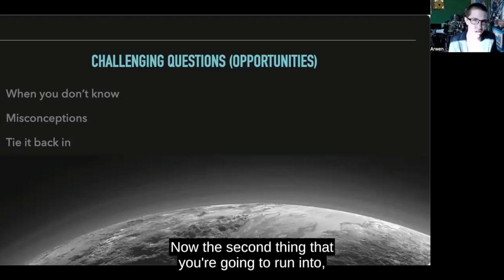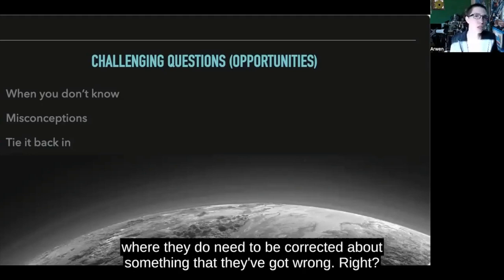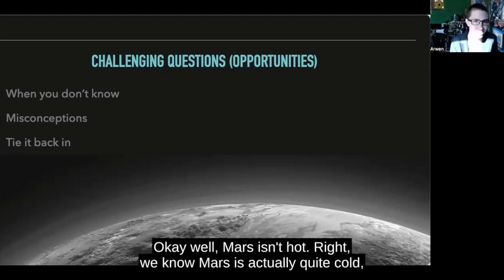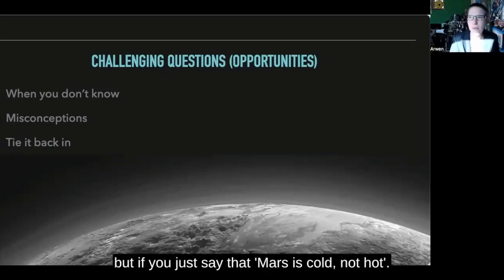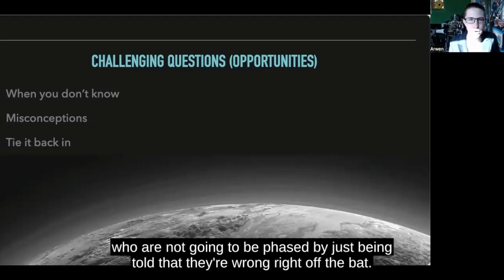Now, the second thing that you're going to run into is that sometimes students have questions that have misconceptions in them, where they do need to be corrected about something that they've got wrong, right? So an example might be if they say, why is Mars so hot? Okay, well, Mars isn't hot, right? We know Mars is actually quite cold. But if you just say that Mars is cold, not hot, well, that doesn't really help with their sense of themselves, right? There are some rare people out there who are not going to be fazed by just being told that they're wrong right off the bat.